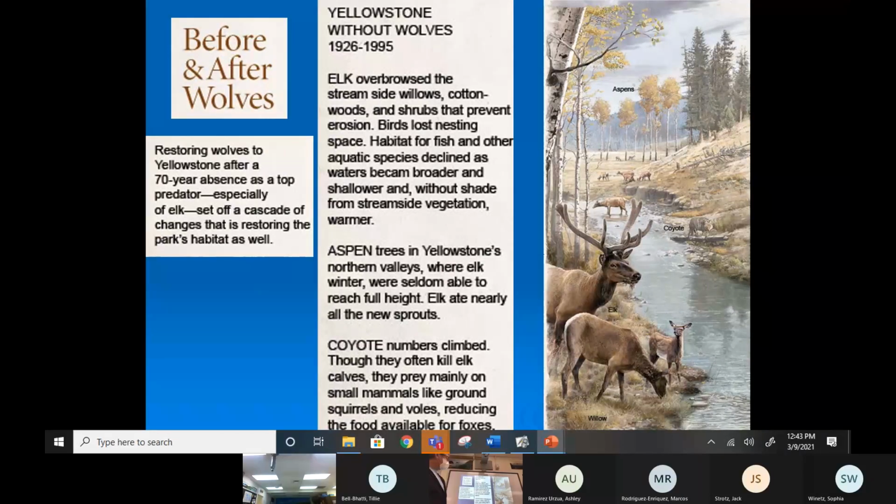And at the same time, the coyote numbers increased because they didn't have to compete with the wolves. The coyotes are a little different predator. They tended to eat the smaller prey and leave the elk alone. So the elk's numbers grew beyond the carrying capacity.